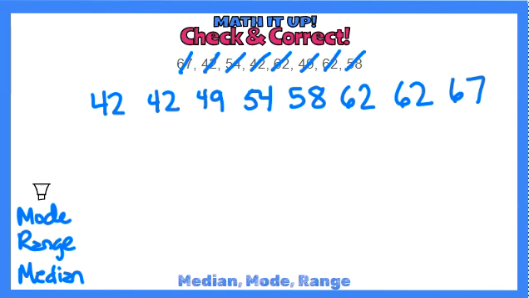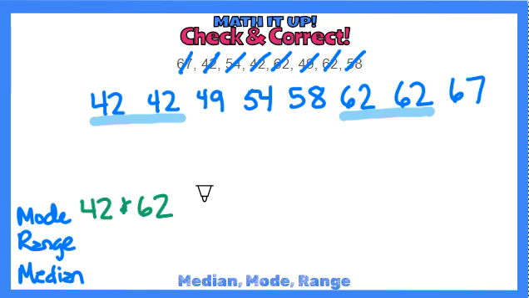All right, so now we can figure out these different calculations, and we're going to first look for modes. Anything that repeats, let's figure it out. Okay, I have a repeating number there. I have a repeating number there. So they both repeat twice. So that means they're both the mode. They both repeat the same number of times evenly. So the mode is 42 and 62. Those are the two modes.